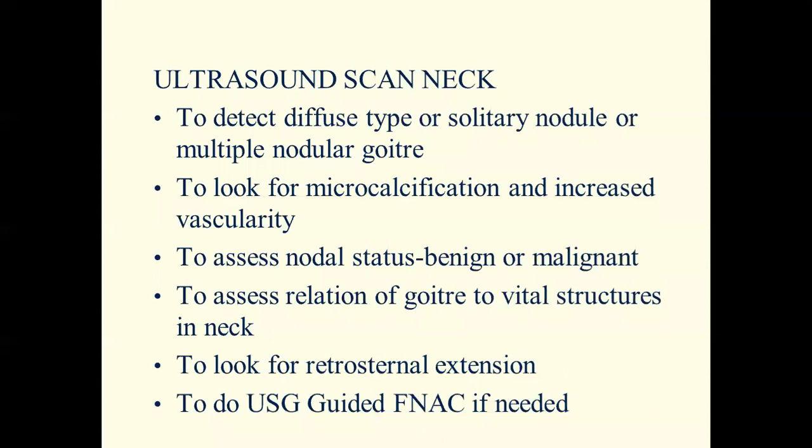So next is ultrasound scan of the neck. It helps to detect the type of the goiter, whether it is solitary nodule or multinodular or diffuse type. You can look for microcalcification, increased vascularity if you suspect malignancy. You can assess the nodes, whether enlarged or not, whether it's benign enlargement or malignant type. The relation of the goiter to vital structures, to look for retrosternal extension. Now, in cases where FNAC is not possible, an ultrasound-guided FNAC can be done.